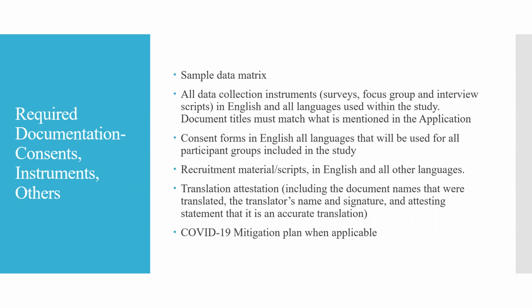So we're looking for that, as well as if a language other than English is going to be used in any of the documentation, we're going to need a translation attestation. Some things that we're looking for in this attestation would be the document names that are translated, whether it's a consent form, recruitment material, and so on. The translator's name and signature, and an attesting statement that it is an accurate translation. We also prefer that this is notarized, but it is not required.